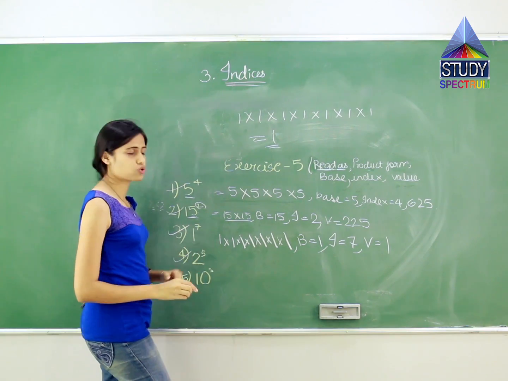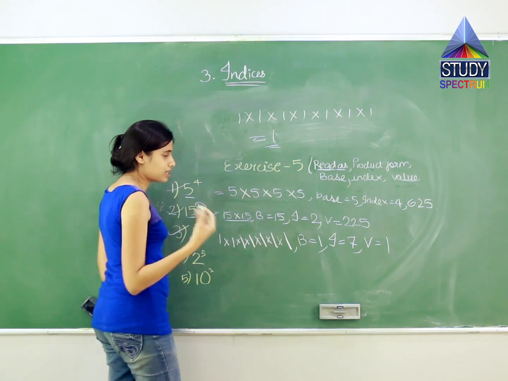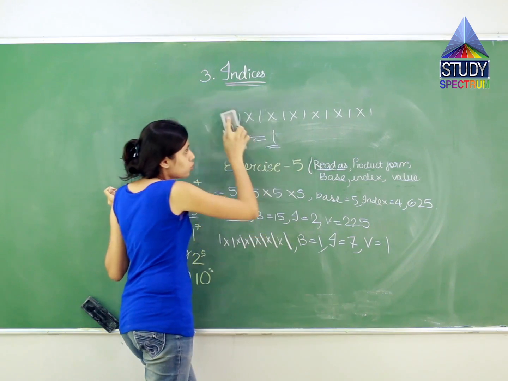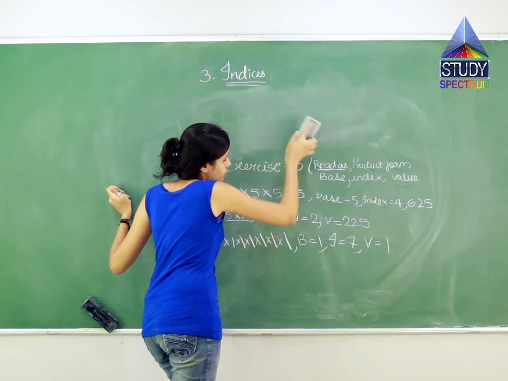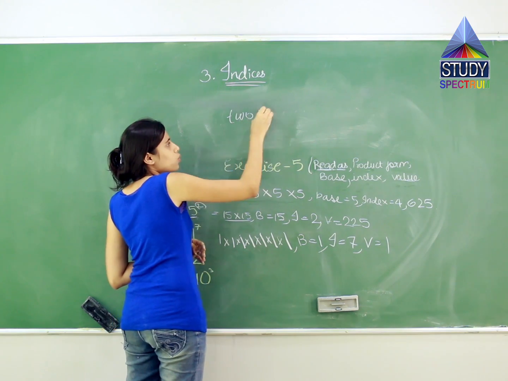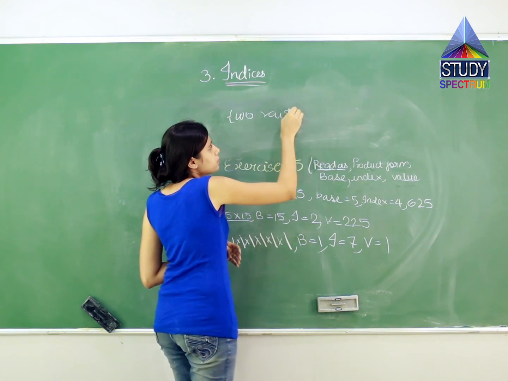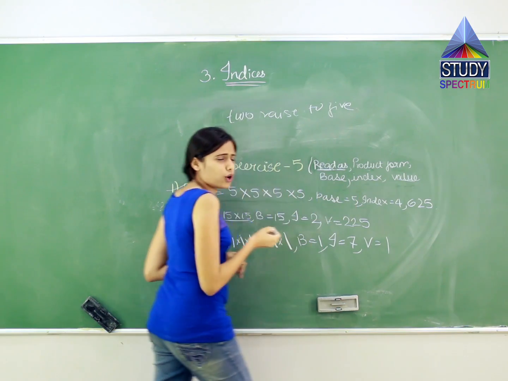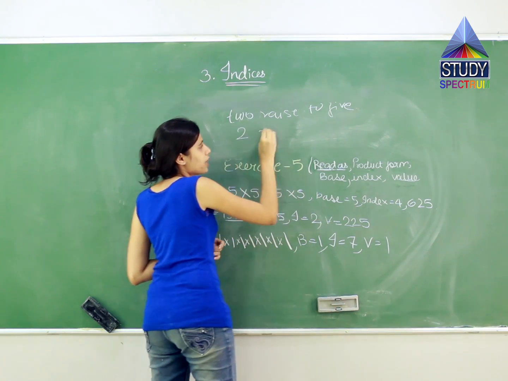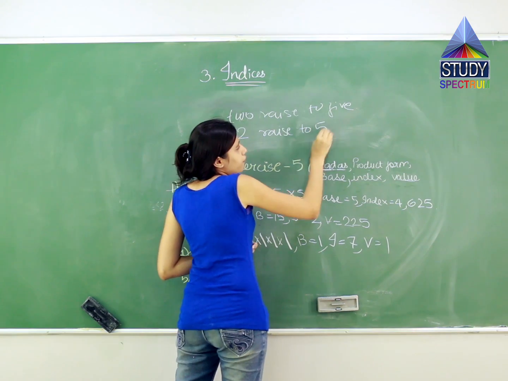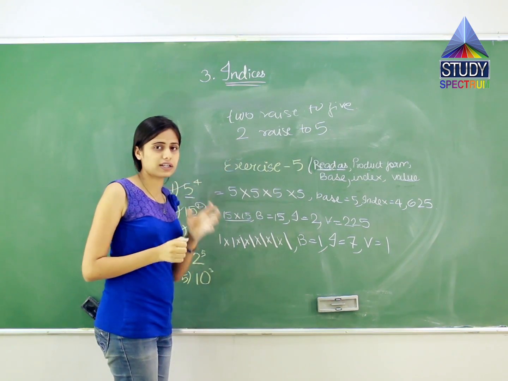It is 2 raised to 5. So what is it read as? 2 raised to 5. In number form, you can even write like this also: TWO, 2 raised to F-I-V-E, 5. Or you can write in the number form also, 2 raised to 5. So this is what it is read as.